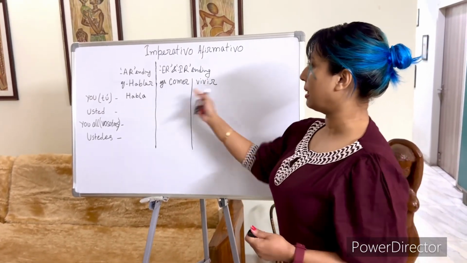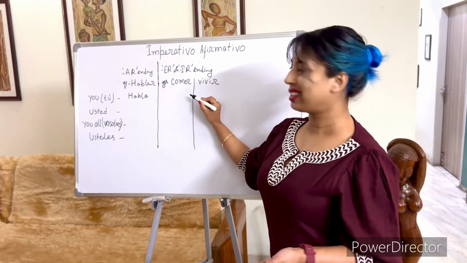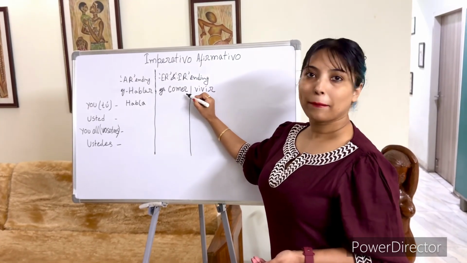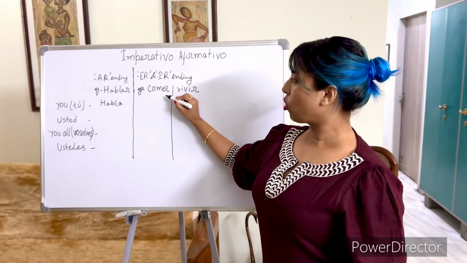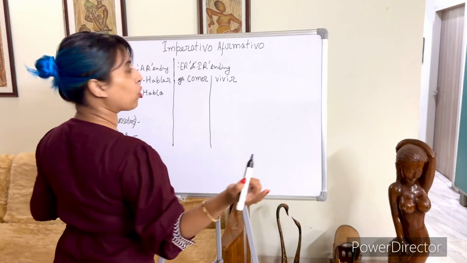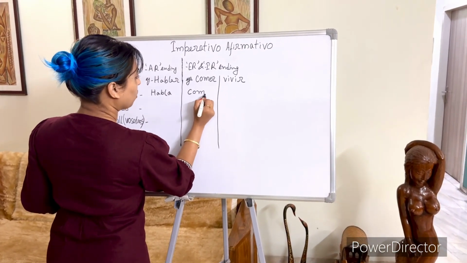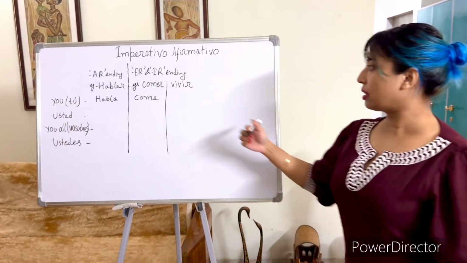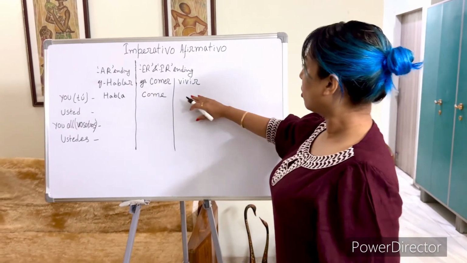And the same goes for ER ending verbs. So comer, to eat, is an ER ending verb, and the present tense conjugation of comer is como, comes, come, comemos, coméis, comen. So como, comes, come: the third person conjugation is come. So if I want to order someone to eat, you eat, that would be come, come.